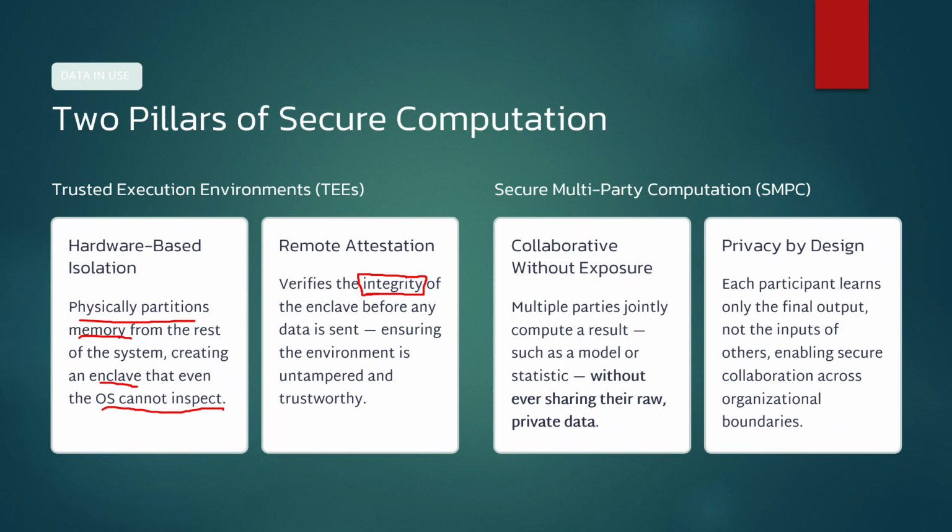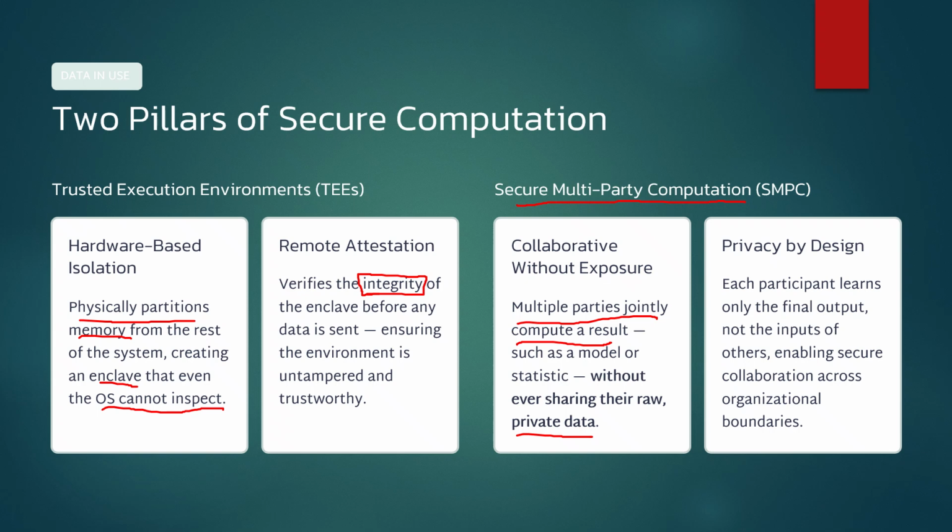And the second one is secure multi-party computation. While cloud computing is increasing, a particular function is being used by multiple models. The inputs are secure. The input is private. No one knows the input, and the function is being used. So multiple parties jointly compute a result, such as a model or statistic, without even sharing the raw or private data. That's how the privacy remains intact while the function is being used by multiple parties.